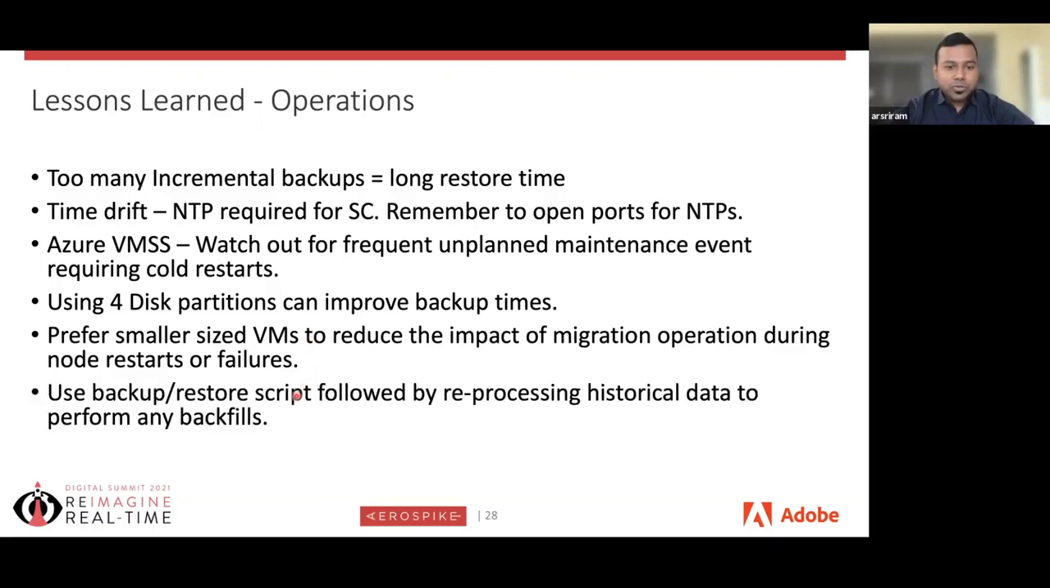Also, the backup restore scripts are great, but also have your reprocessing pipeline ready for any historical backfills. A combination of backup restore with historical backfills basically allows you to recover to any point in time in case of corrupt data or a bad code push.